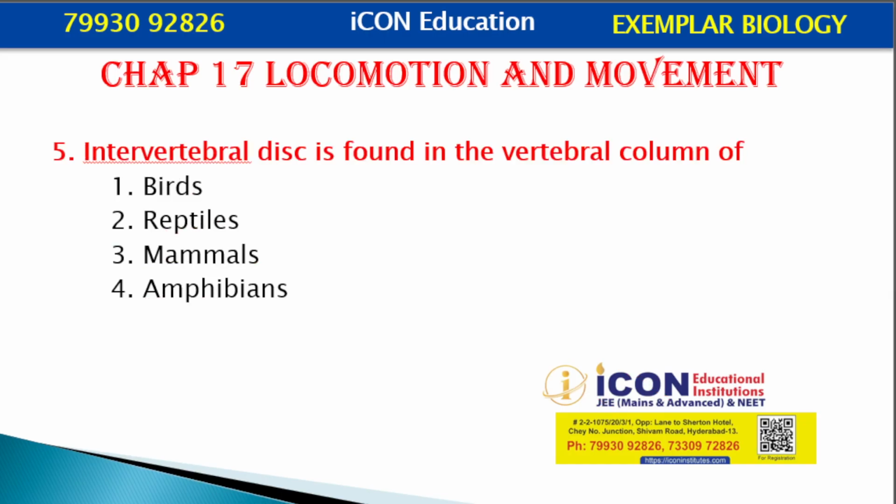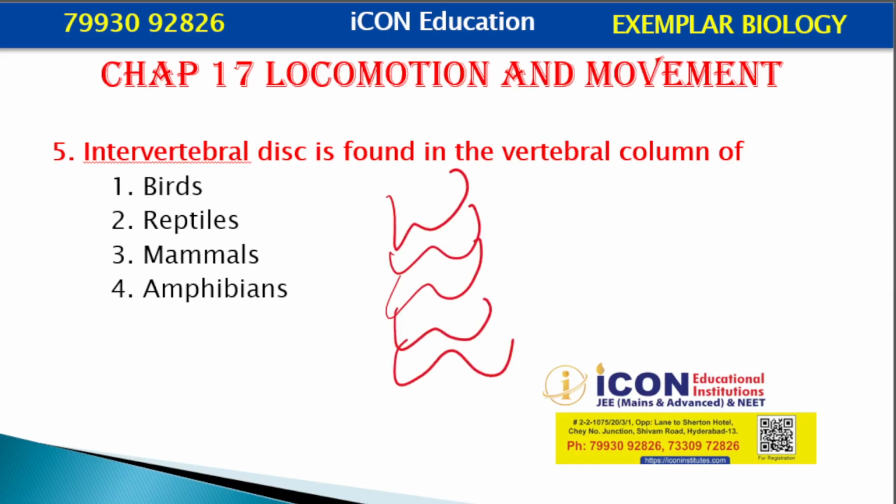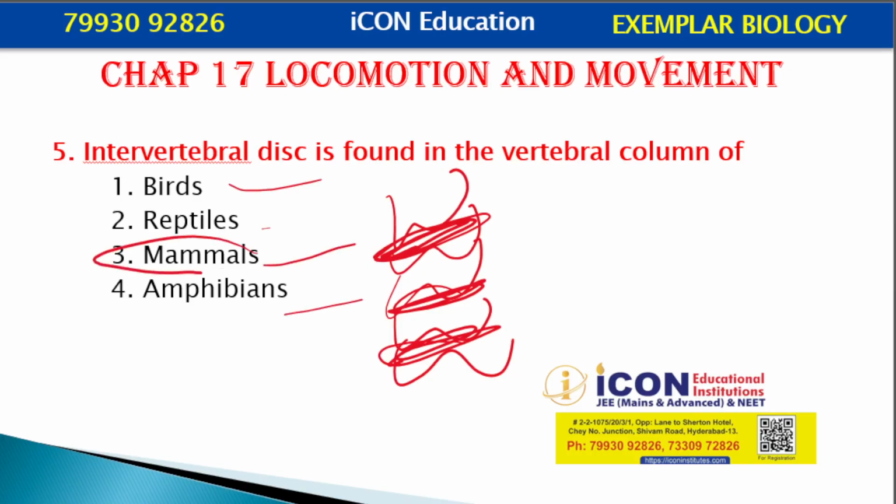Intervertebral disc is found in the vertebral column of which animals? Between the vertebrae, we find a special disc; between all the vertebrae, we call it an intervertebral disc. Birds, reptile, mammal, amphibian: it is a characteristic feature of mammals.